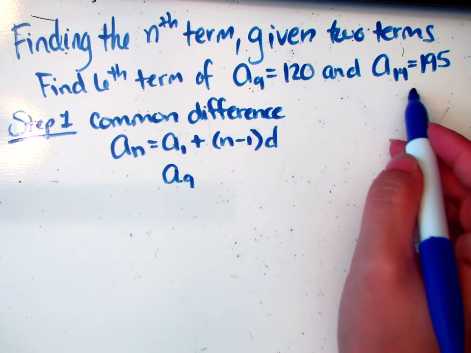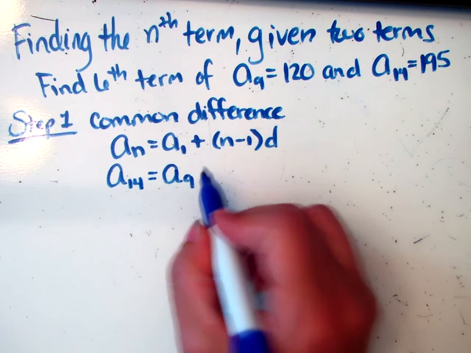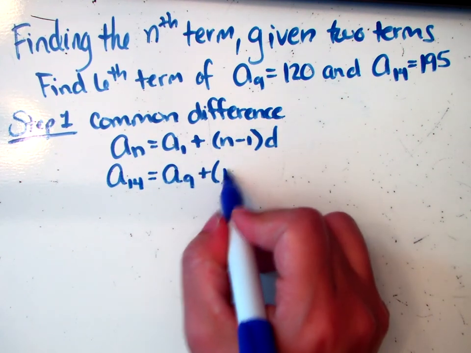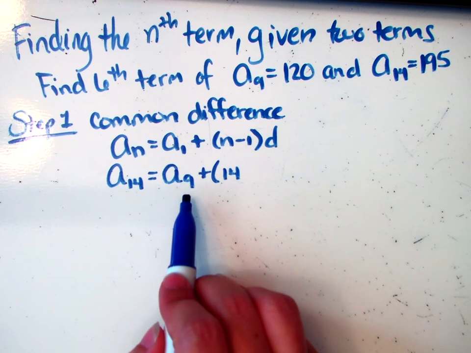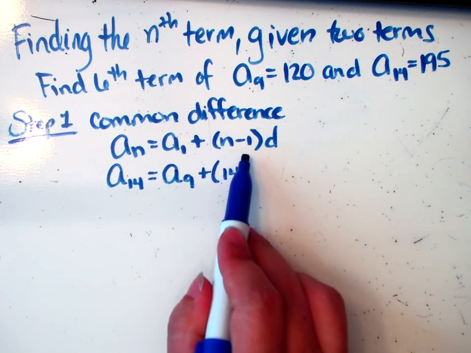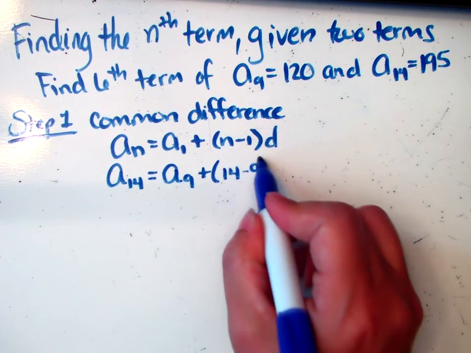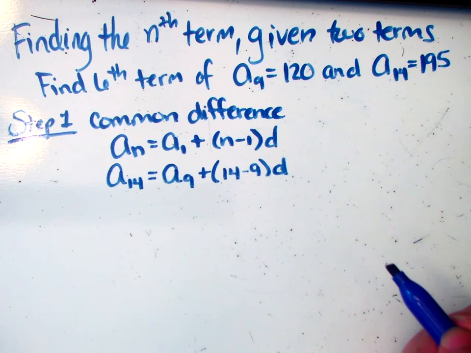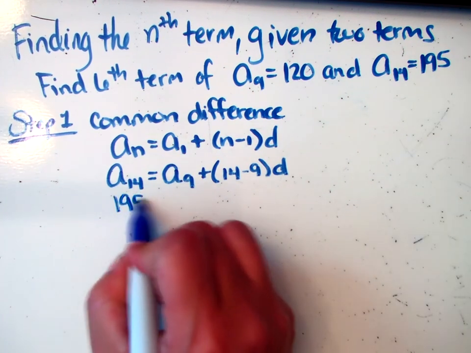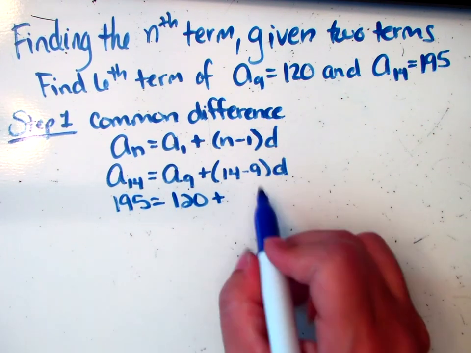So the other number I have is the 14th term, so I'm going to put the 14th term over here, plus, remember what the n is? It's whatever number's over here. So we have 14, but because a sub 9 is not my first term, instead of minus 1, I'm going to minus the term number. So it's going to be 14 minus 9 times d. Now I'm just going to fill it in. What is a sub 14? A sub 14 is 195. What is a sub 9? That is 120 plus 5d.